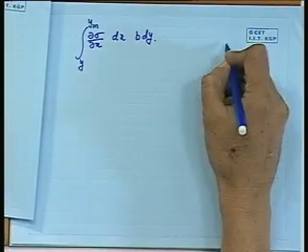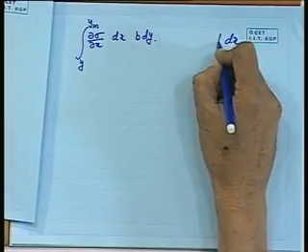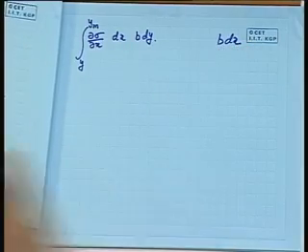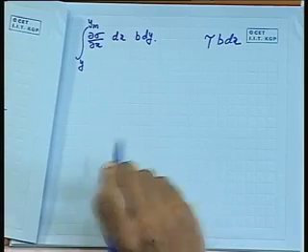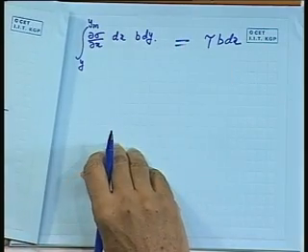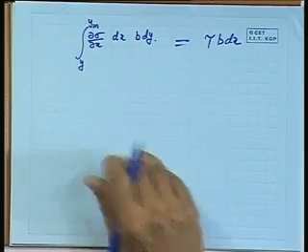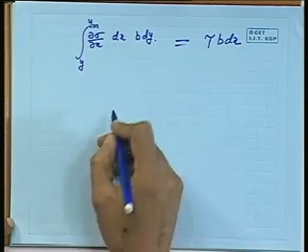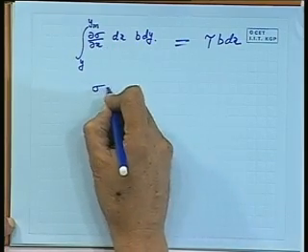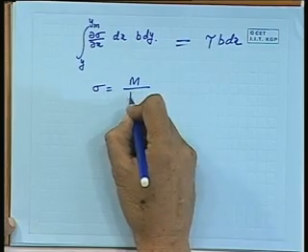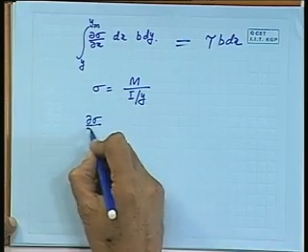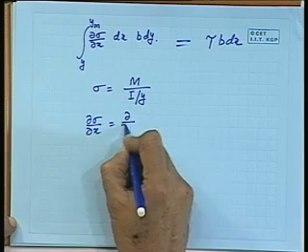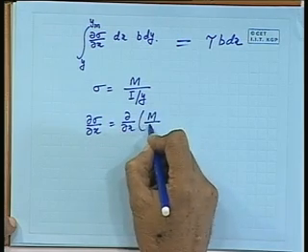Now, that interface area is dx into b. And let me say that the stress at that level is tau. This must balance this here. Now, let us see what this is. Sigma is M by I into y, and therefore d sigma by dx is nothing but d by dx of M by I into y.